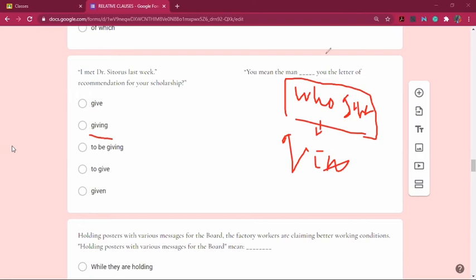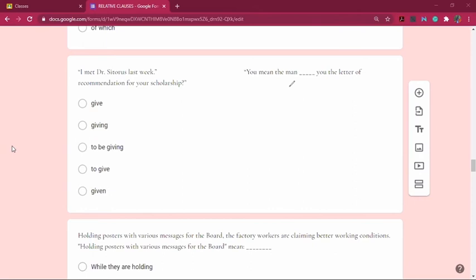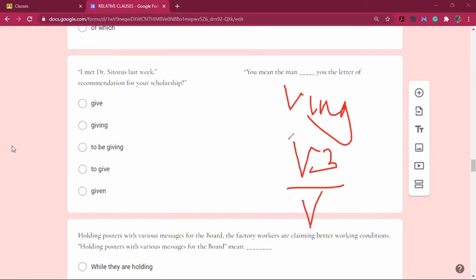Okay, so that's it. And then you have two options. If you want to make your relative clause shorten, you have the option whether you want to put verb ing or you want to put verb 3. If it is passive, then you put verb 3. And if it is subject, then you have to put verb ing. So that's it. So let me continue.